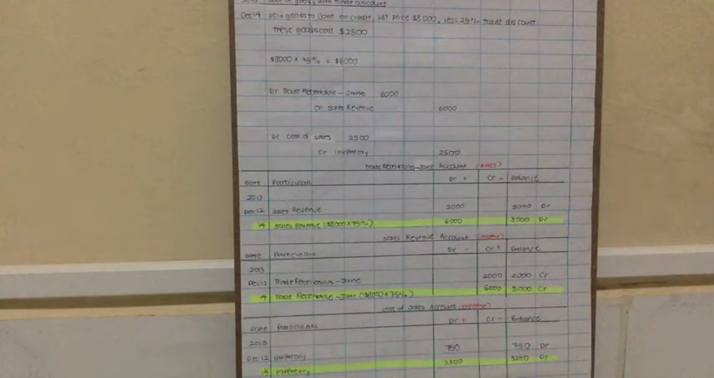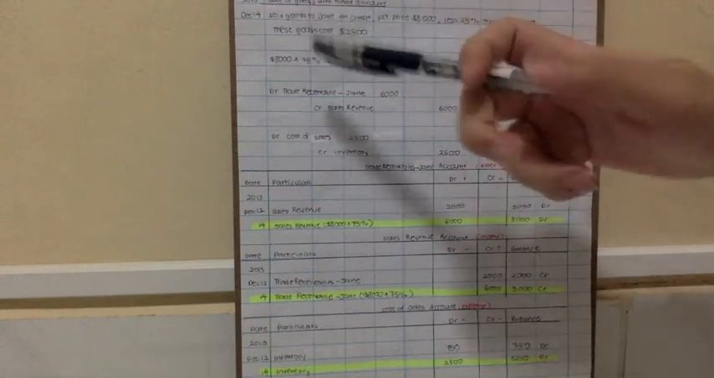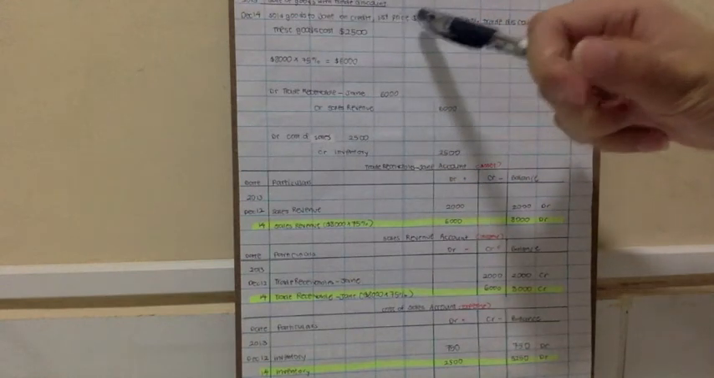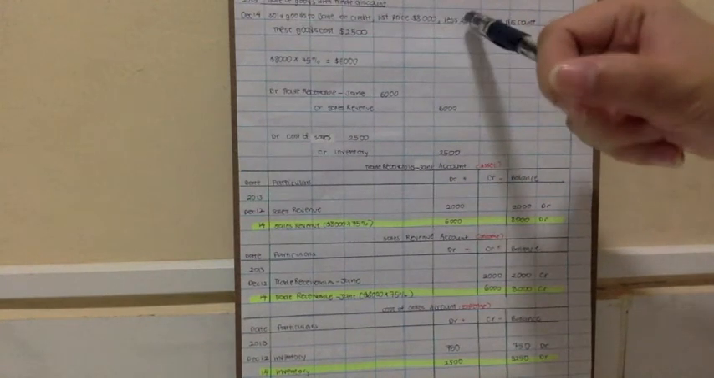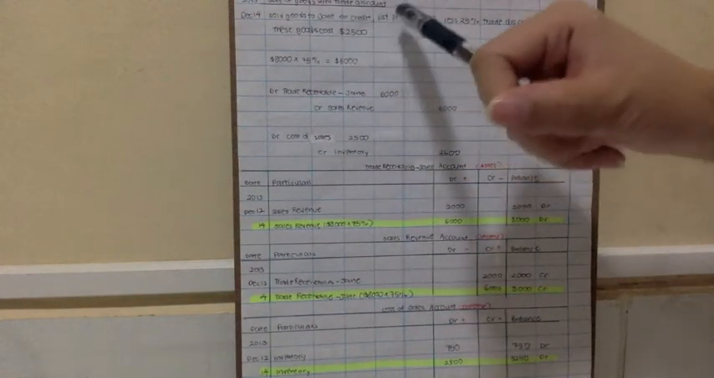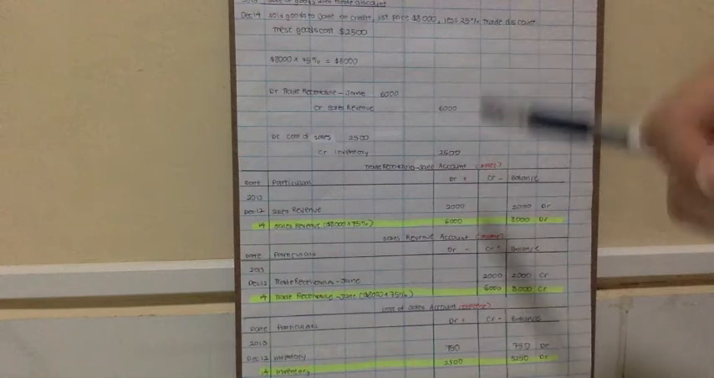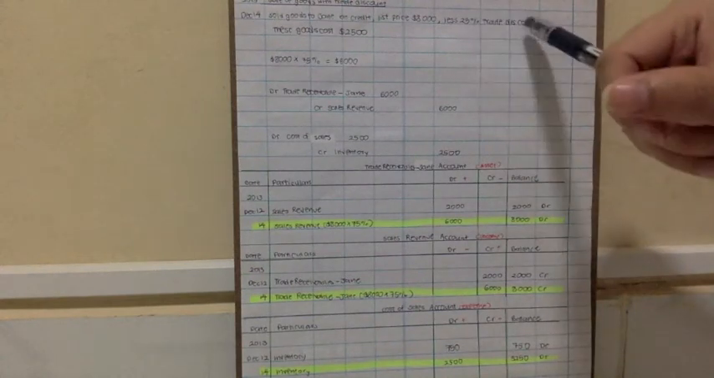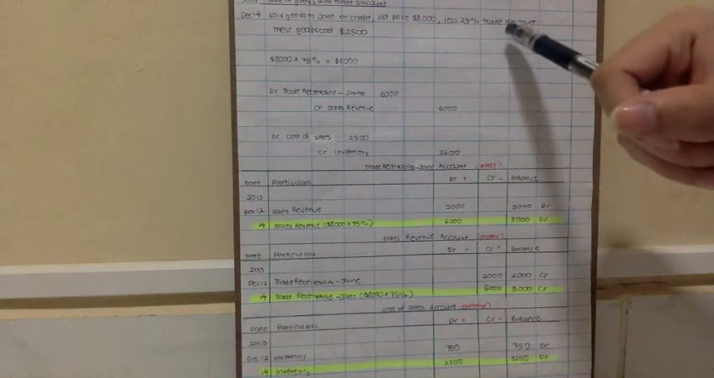Okay, for sale of goods with trade discount, let's look at 14 December. They sold goods to Jane on credit. The price is $8,000, less 25% trade discount. The goods cost $2,500. Meaning to say, there is a trade discount, but this trade discount will not be captured in your accounts.